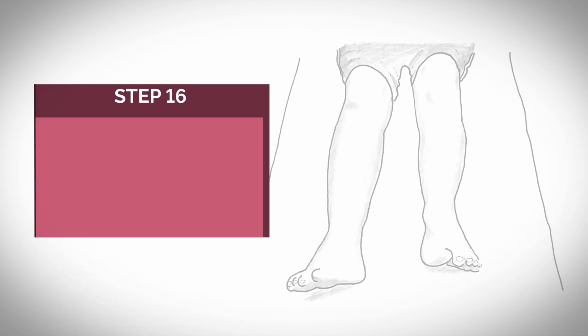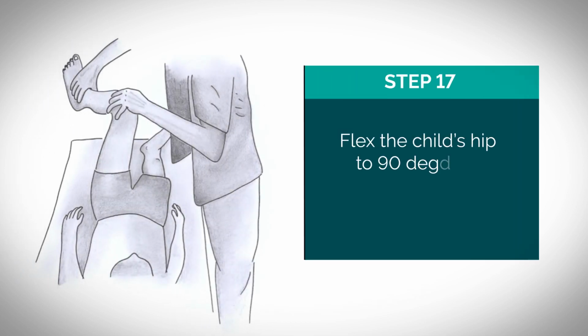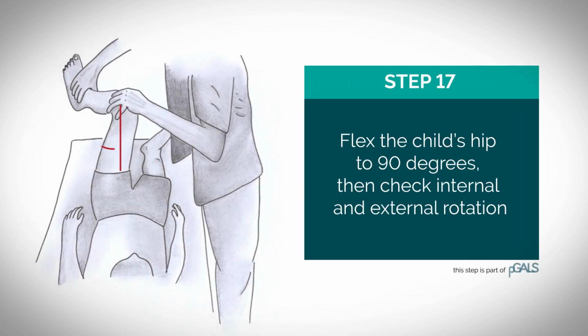Step 16. Again in supine, check for any obvious leg length discrepancy and measure this if necessary. Step 17. Passively bring the knee and hip to a 90-degree angle and check the external and internal rotation at the hip, looking for any pain or restriction in range of movement.